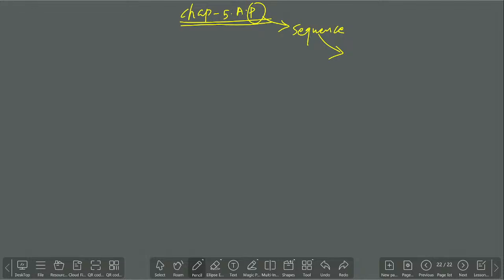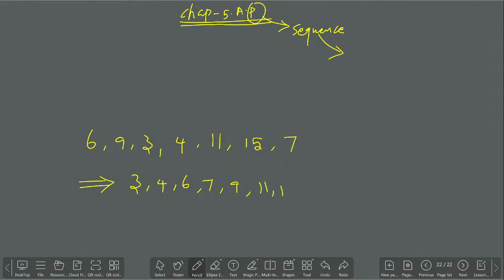Now tell me some numbers. 6, 9, 3, 4, 11, 5, 0, 1, 5, 7. Now this number I am going to arrange either in ascending or in descending. First the smallest number: 3, next 4, next 6, next 7, next 9, 11, 15.